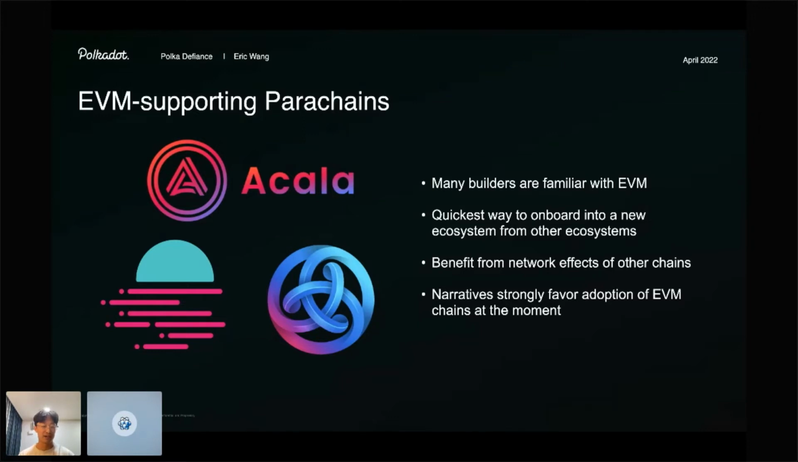of them. And for platform chains, generally EVM chains include many builders who are familiar with the virtual machine and Solidity, and it's generally the quickest way to onboard into any new ecosystem from other ecosystems, just because Solidity has historically been such a popular language. And something that I've seen these EVM supporting parachains pitch is that they, for example, benefit strongly from the network effects of other chains, whether they're other EVM parachains or also stuff like Ethereum or other EVM supporting chains outside of the Polkadot ecosystem.